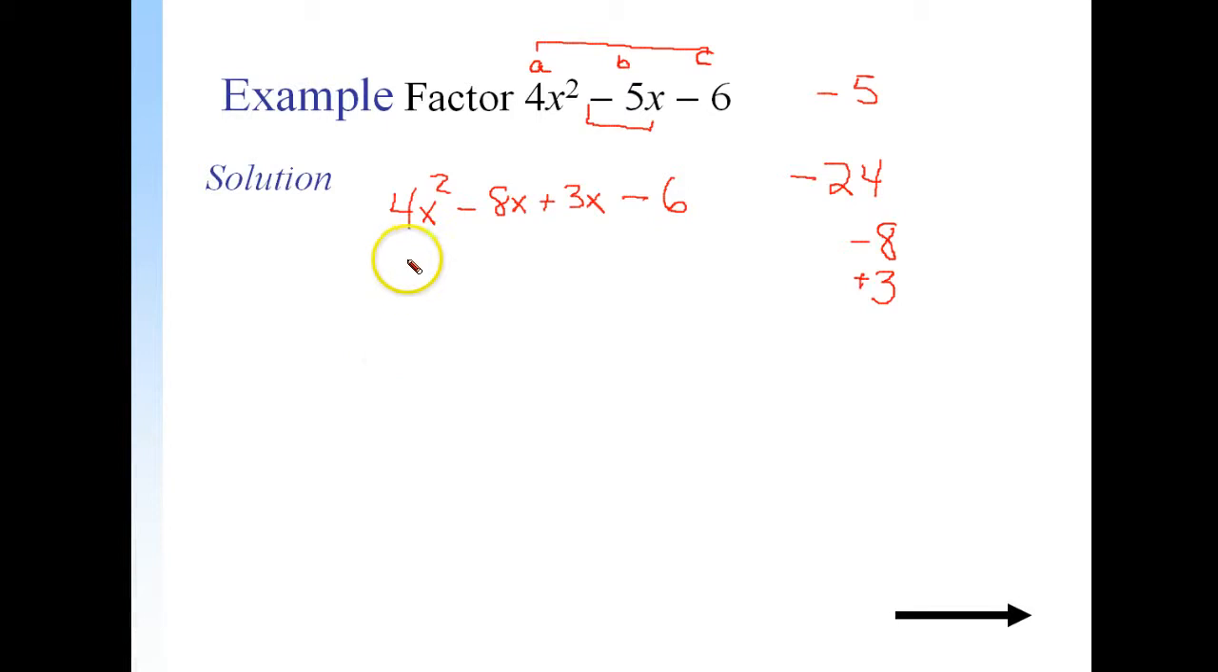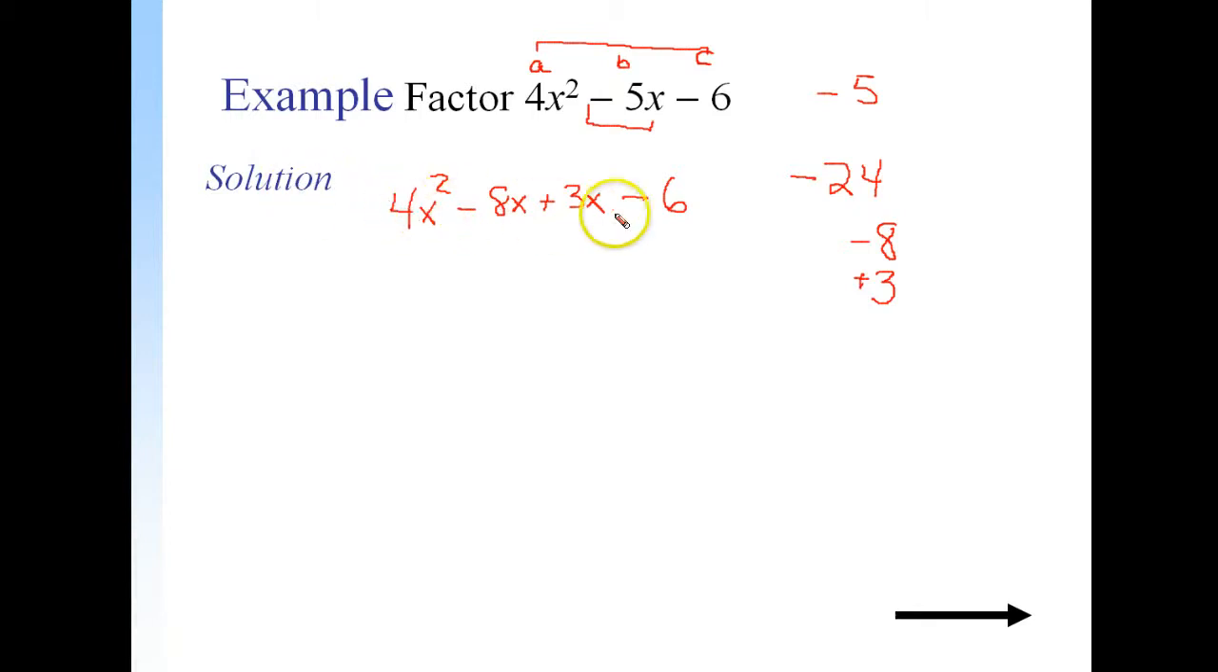Now notice what I've done. I've taken a 3-term expression and put it into an equivalent 4-term expression, having multiplied the A times C, get a -24, looking for factors of a -24 that will add up to a -5. Okay? And then rewritten that, putting that -5 in the form of a -8 and a positive 3. This is -5.